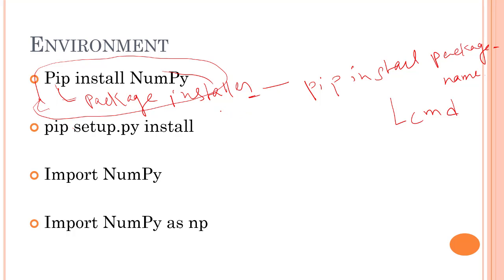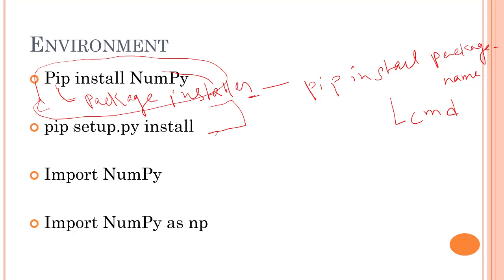So this is one way to install. Sometimes, when you download Anaconda Navigator, NumPy is installed by default. At that time there is no need to install NumPy. You can go with importing directly and use it.